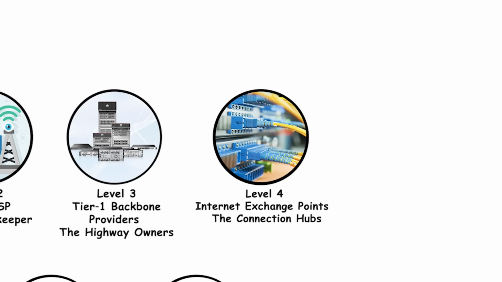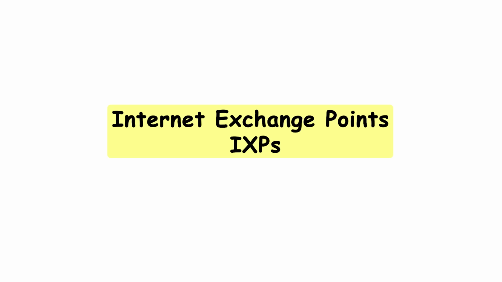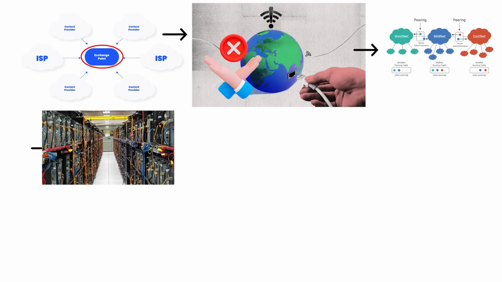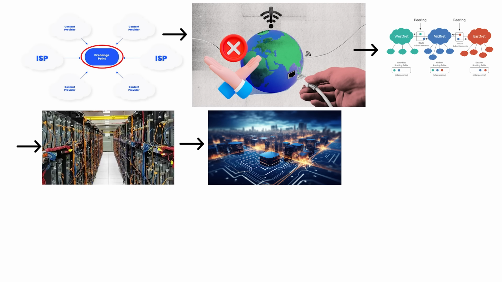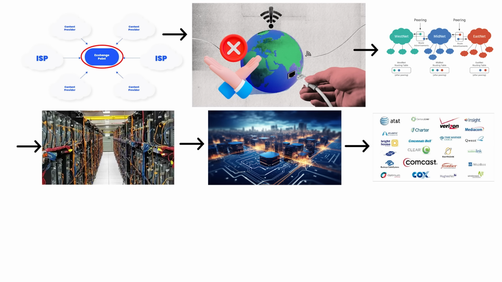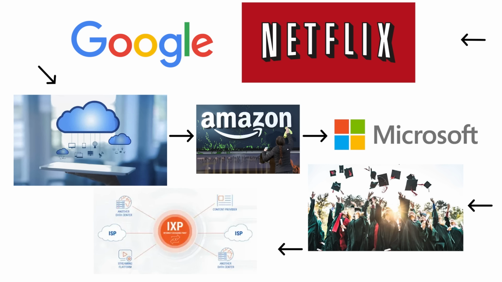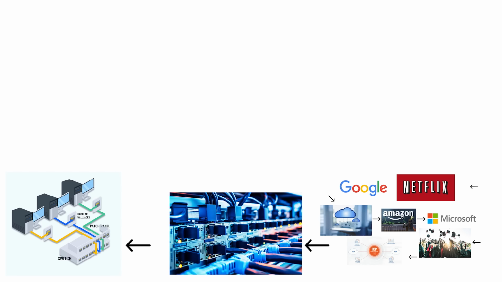Level 4, Internet Exchange Points, the connection hubs. Internet Exchange Points, or IXPs, are the neutral meeting grounds where different networks physically connect to exchange traffic. They don't own the internet, but they're the glue that holds it together efficiently. An IXP is usually a building or data center campus where hundreds of different networks show up and plug in. ISPs, content providers like Google and Netflix, cloud companies like Amazon and Microsoft, universities, and even smaller regional networks all connect at IXPs. They run cables into a central switching infrastructure, and from there, they can exchange traffic directly with each other.